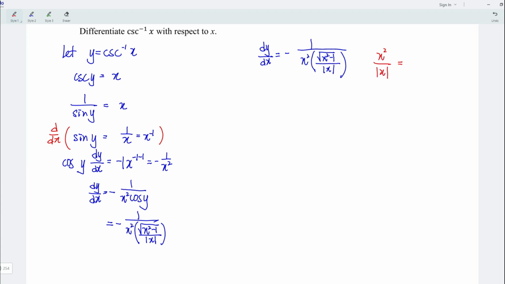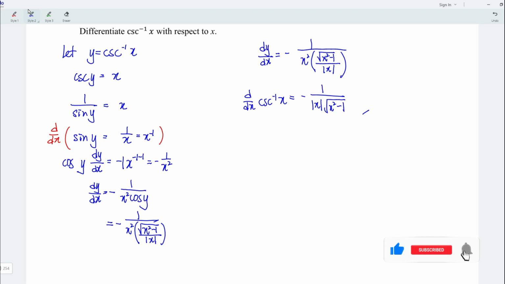Notice that for the denominator part, we have x squared divided by modulus of x. X squared divided by x is equal to x. However, the numerator is always positive, and so for the denominator. Therefore, when we have positive divided by positive, the right hand side must also be positive. In order to ensure it is always positive, we should take modulus again. Therefore, we have -1 over modulus of x multiplying square root of x squared minus 1 is the derivative of inverse of cosecant x, and hence we are done.